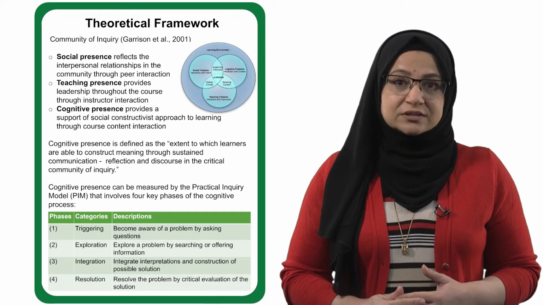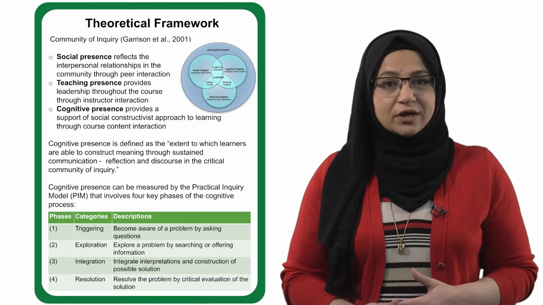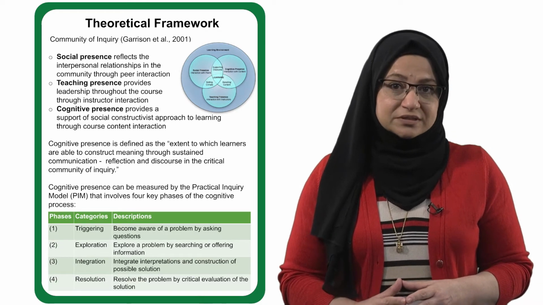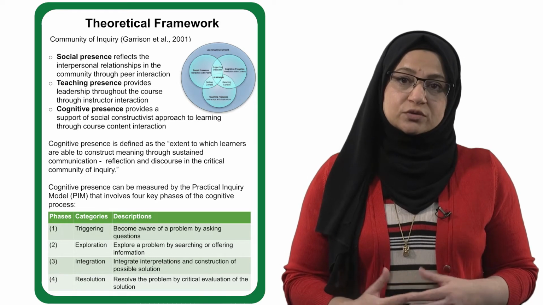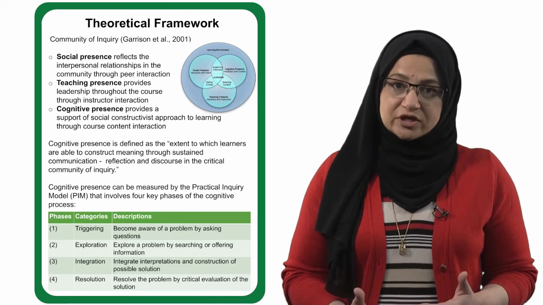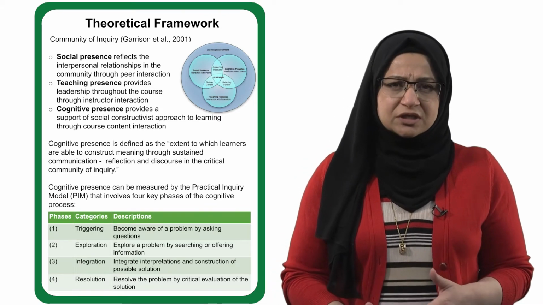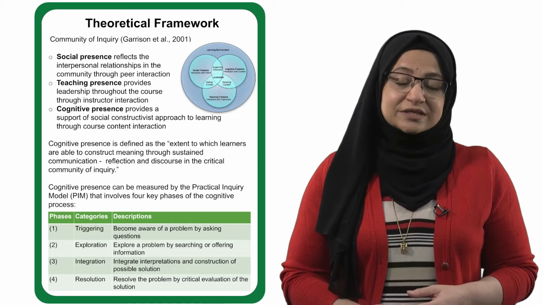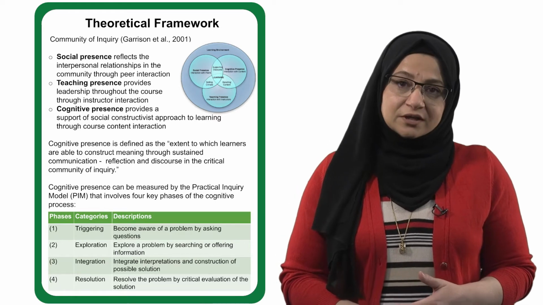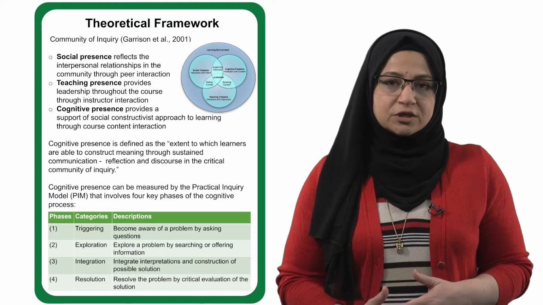The community of inquiry is grounded in the practical inquiry model that provides a framework to assess the levels of cognitive presence in online discussions. The practical inquiry model is based on 4 phases of cognitive presence. The first one is triggering, when students become aware of the problem through initiating the inquiry process. The second phase is exploration, when students start exploring a problem by searching for relevant information and offering explanation. The third phase is integration, where students start to integrate and construct possible solutions. And the final phase is resolution, where students apply or defend their potential solutions with a new thought or idea.